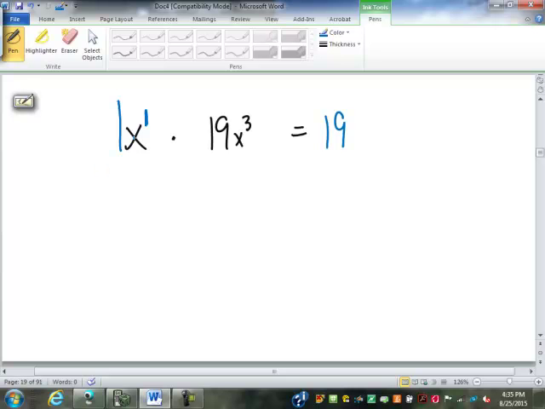Same here. 1x, a lot of times we just say x. But even though we just say x, there is really that implied 1 in front of it. So 1 times 19 is 19. And then x to the fourth, because x to the first and x to the third, 1 plus 3 is 4.